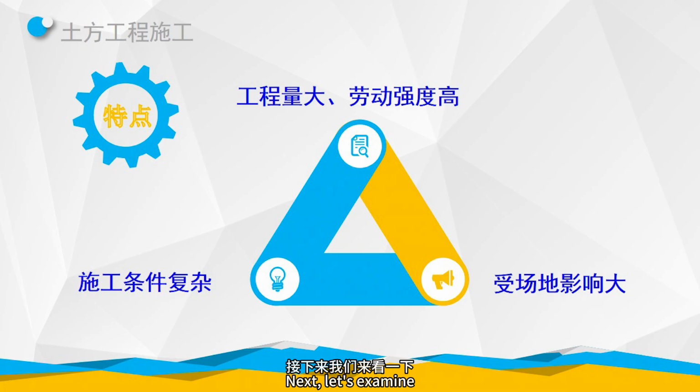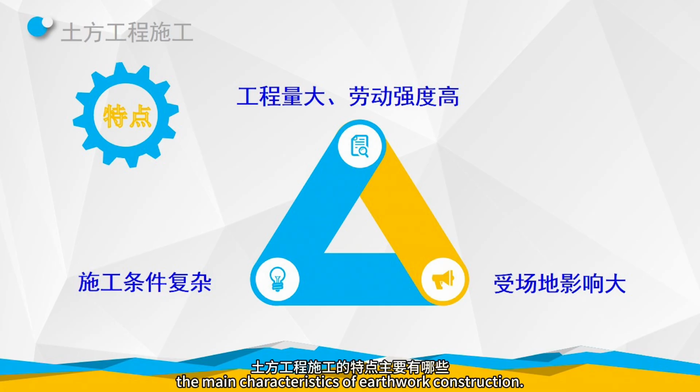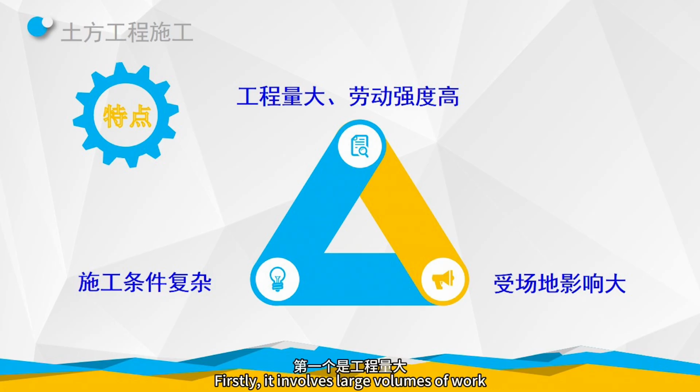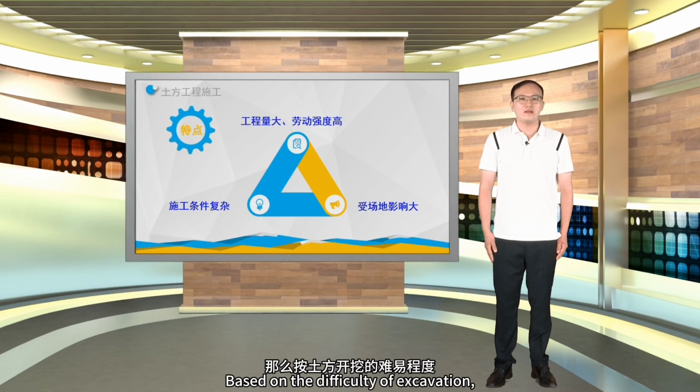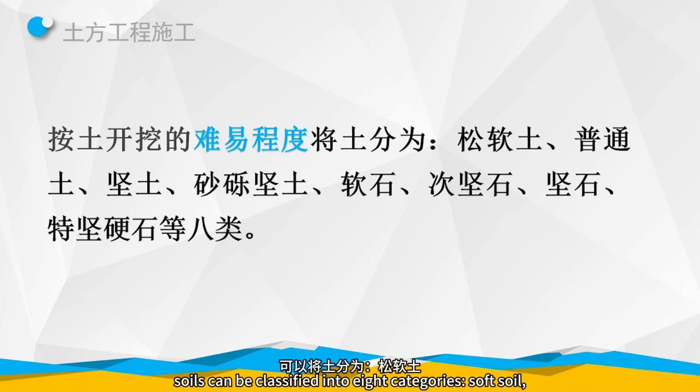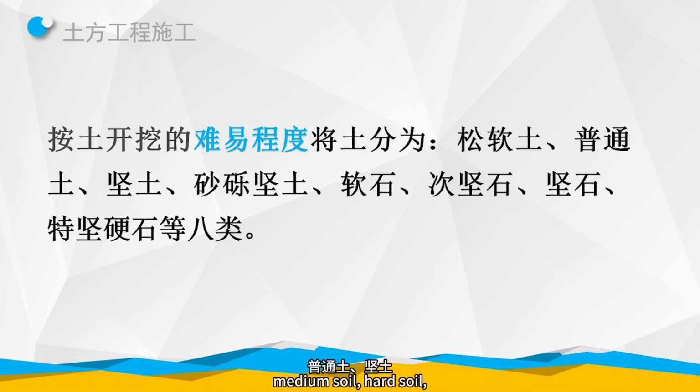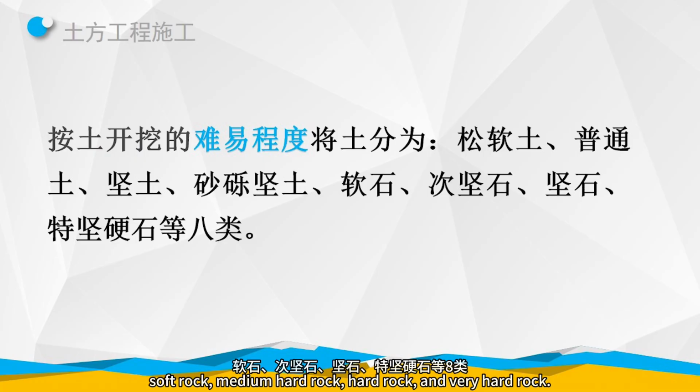Next, let's examine the main characteristics of earthwork construction. Firstly, it involves large volumes of work and high labor intensity. Secondly, the construction conditions are complex. Thirdly, it is significantly influenced by site conditions. Based on the difficulty of excavation, soils can be classified into 8 categories: soft soil, medium soil, hard soil, gravelly hard soil, soft rock, medium hard rock, and very hard rock.